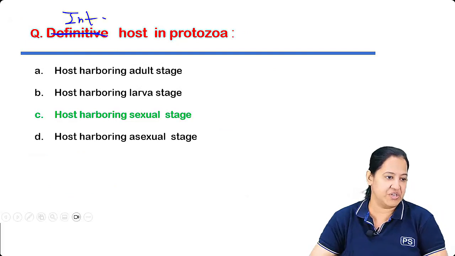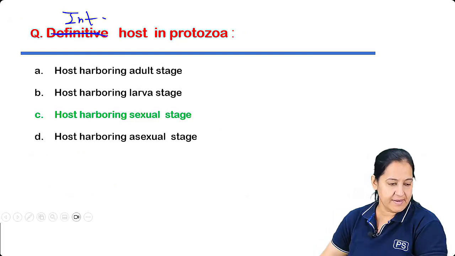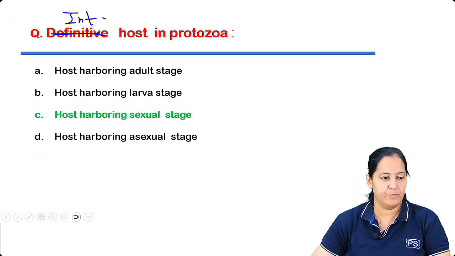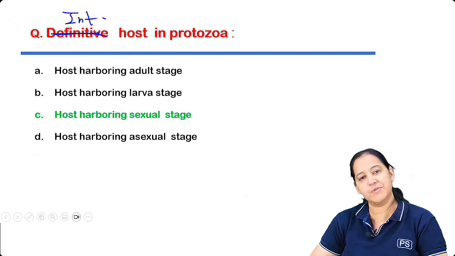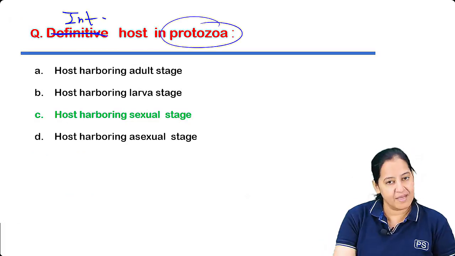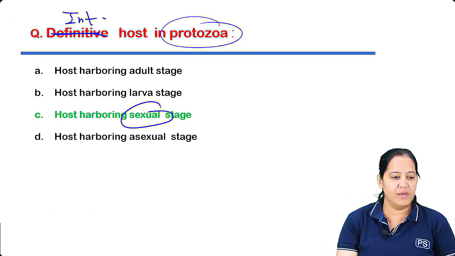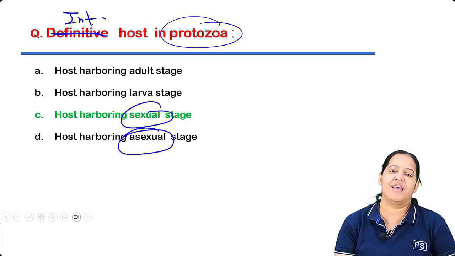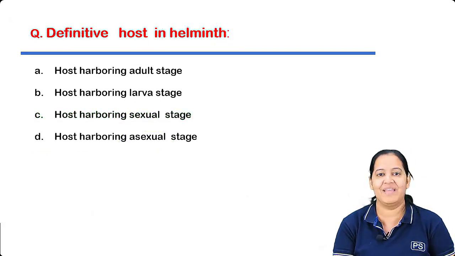We will change it in this same question. Definitive to intermediate. Now what is your answer? I'm asking for protozoa only. But I'm asking intermediate. So now you said sexual, no? Yes, you will say asexual in that case. Very good, Shivam. So in that case, you will say asexual.